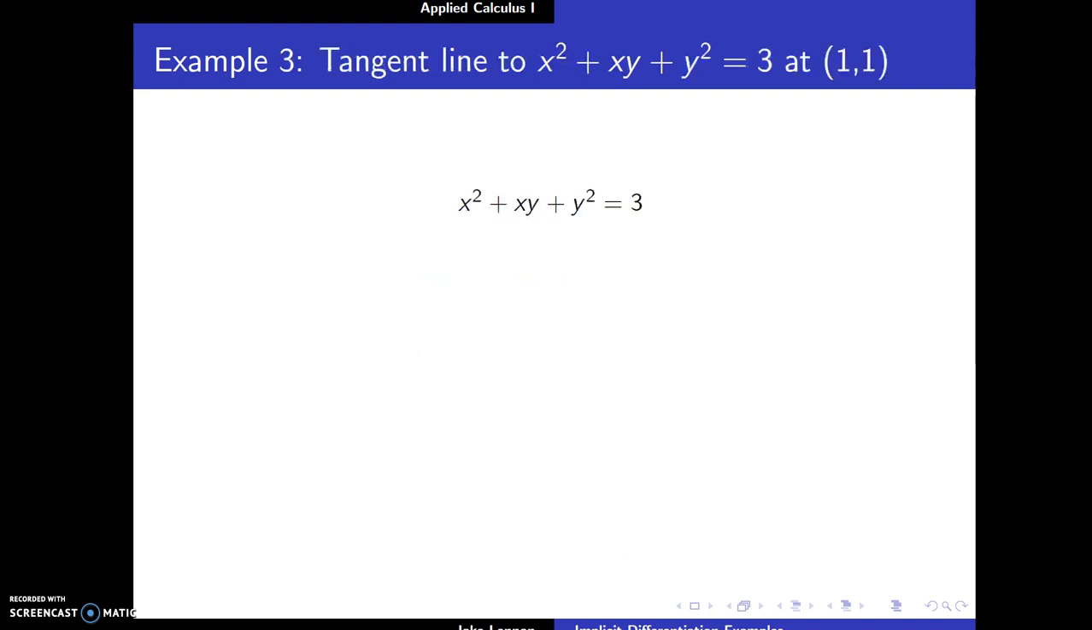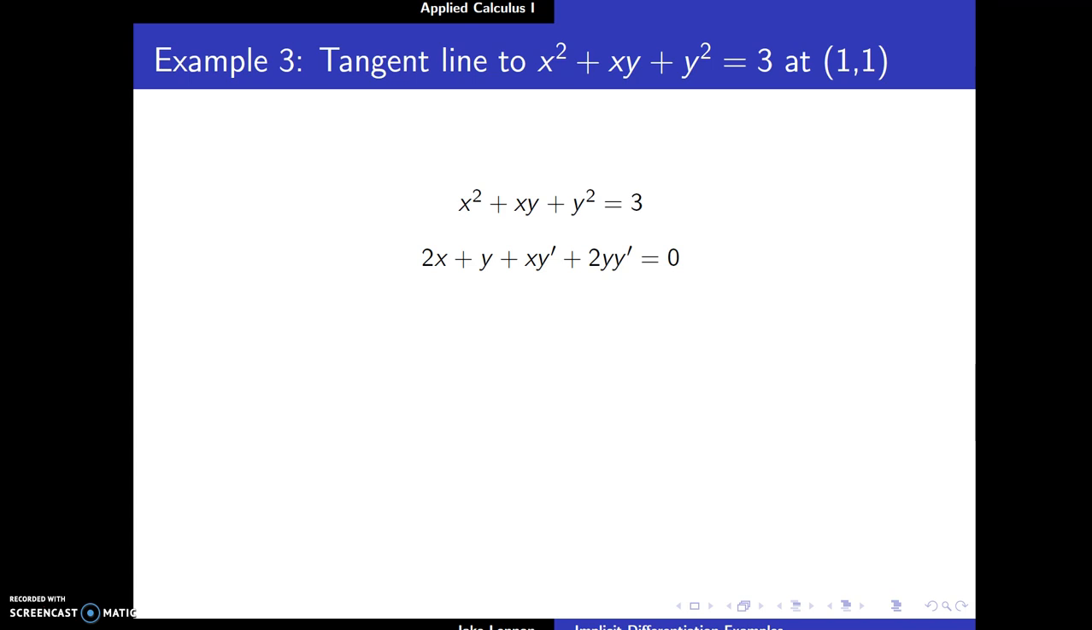So the last one is an application where we want to find the tangent line of x squared plus xy plus y squared equals 3 at the specific point (1, 1). So we're going to use implicit differentiation on the left, and it's pretty similar. We're going to get a product rule in the middle. So taking the derivative, we see that we get 2x, and then, okay, the derivative of x is 1, so 1 times y, plus x times the derivative of y, which we're writing down as y prime because we're using implicit differentiation.